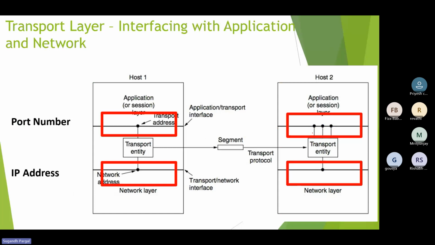Now we see how the interfacing from host 1 to host 2 takes place with the application and the network layer when there is a transport entity in between. That means end-to-end communication. Host 1 wants to communicate with host 2 using the application or the session layer. First it provides the port number at the application and transport interface, so that it identifies at which port of host 2 it wants to communicate. Then to identify the particular network ID, or the particular machine with which it wants to communicate, the transport and network interface offers the IP address. In this way, the transport layer provides the interfacing with the application and the network layer.